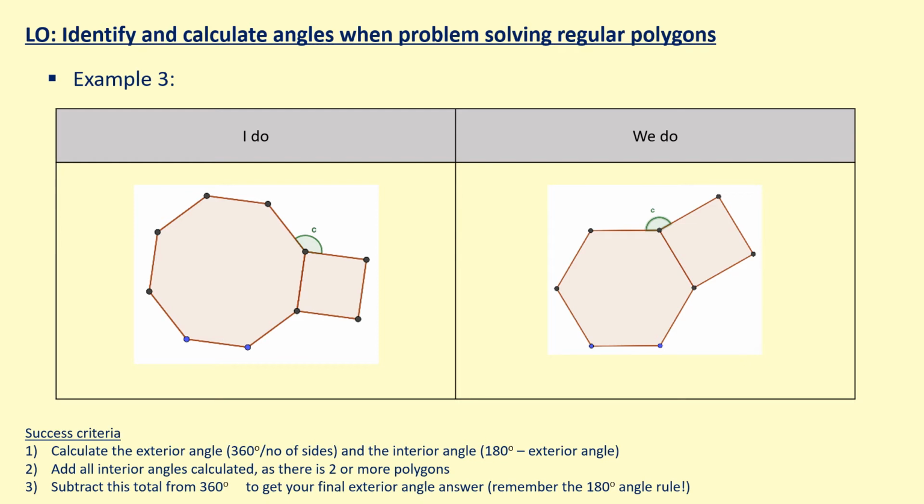Okay, this time we have an octagon and we have a square. So you just again follow the simple rules. For the octagon, we know that's going to be an interior angle of 45. We've used that a lot now in previous examples. For a square, you're going to have to divide 360 by 4.